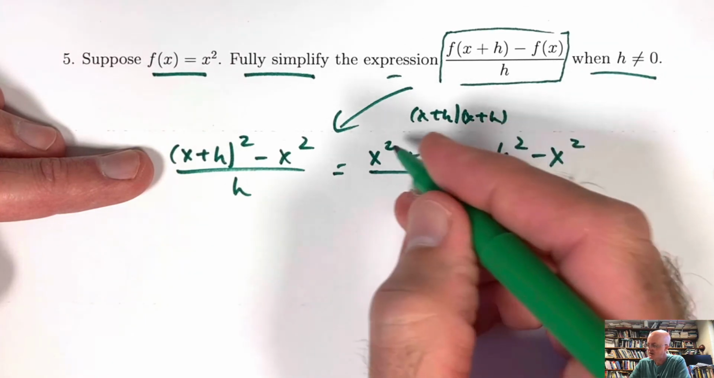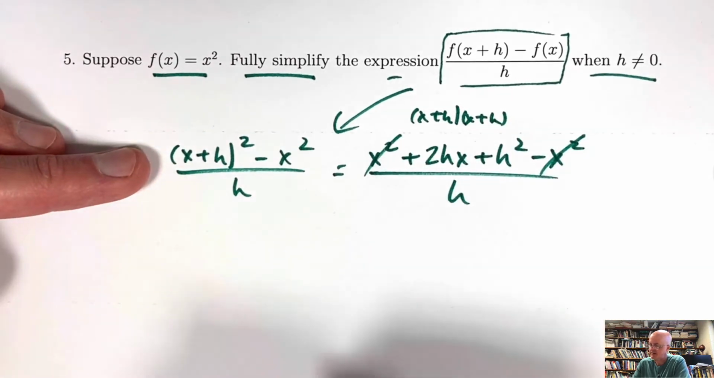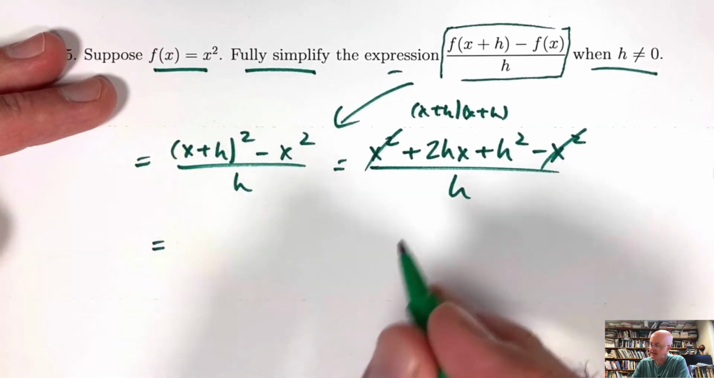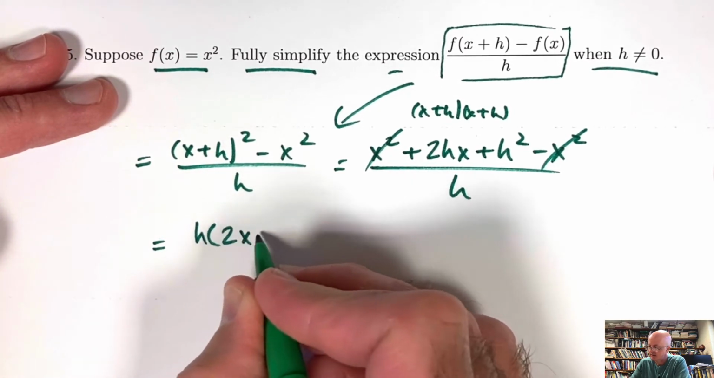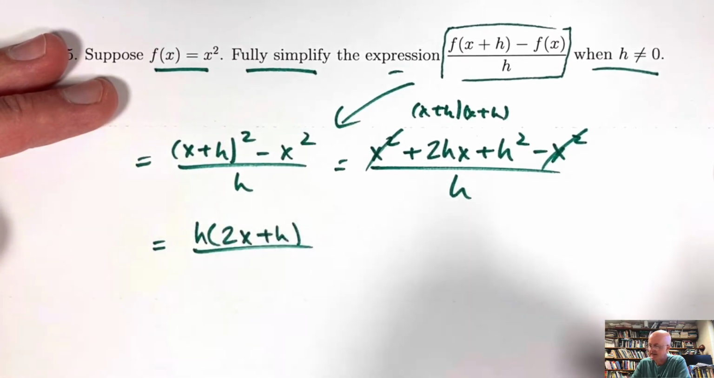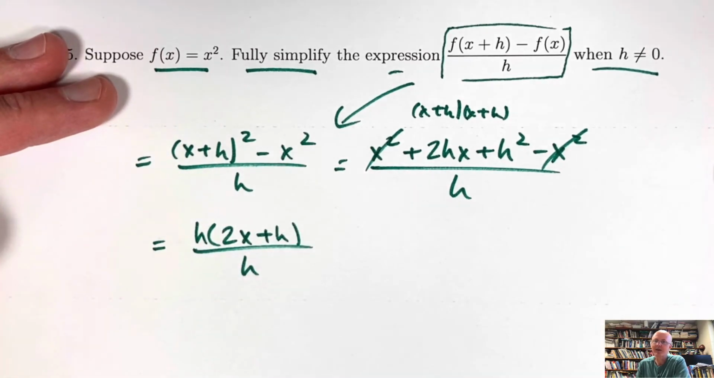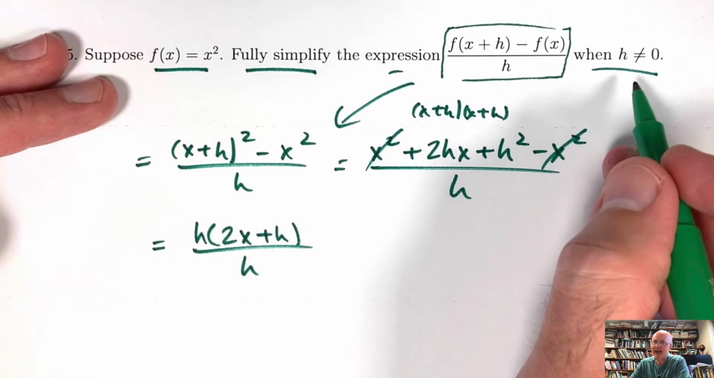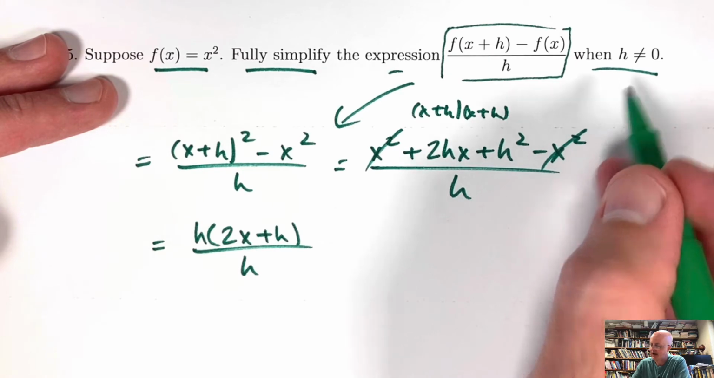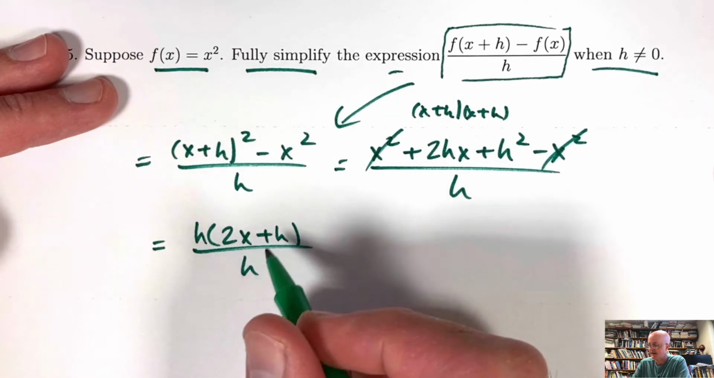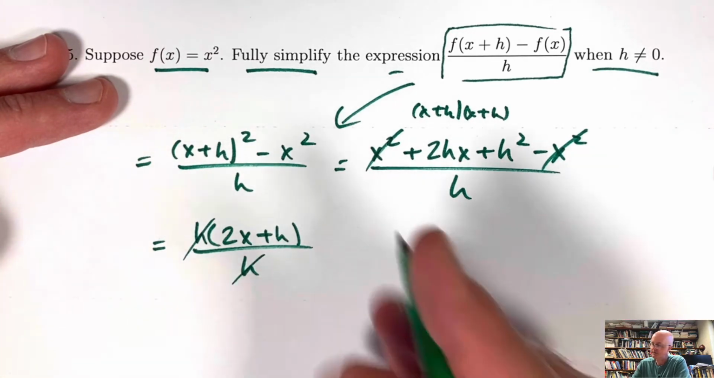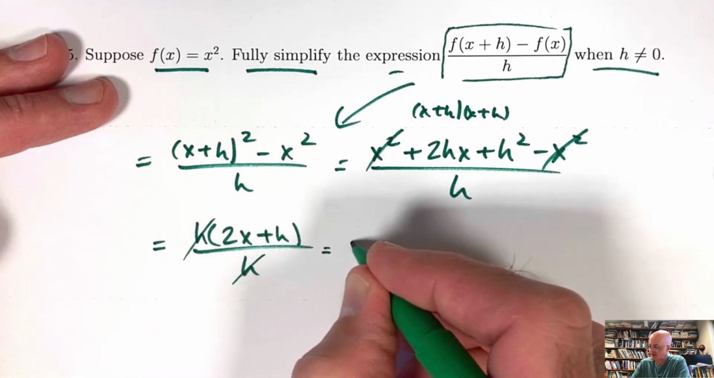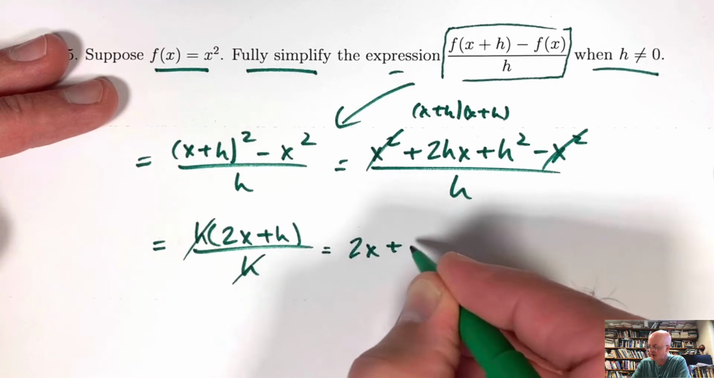And something kind of magical happens. The x squareds cancel. And with what's left on top, an h can be factored out, like this. And now it is important to say h is non-zero. I am not dividing by 0 here. If I divide the h out, h divided by h is 1. I get 1 times this, which is just that, which is just 2x plus h.